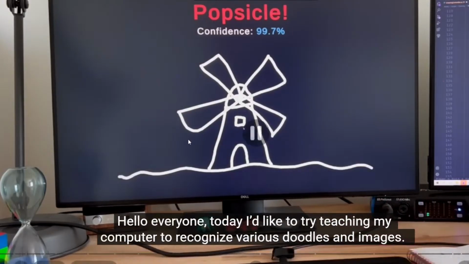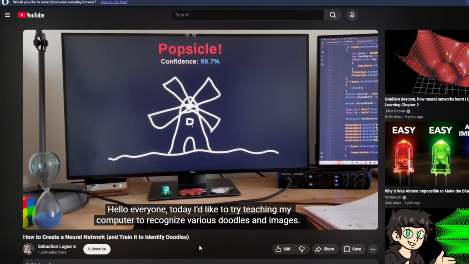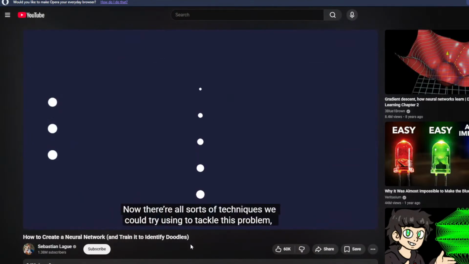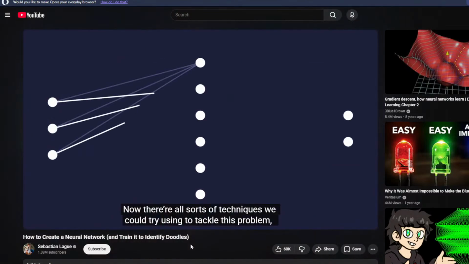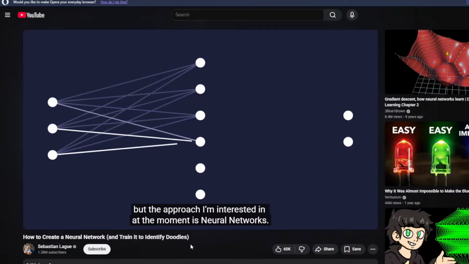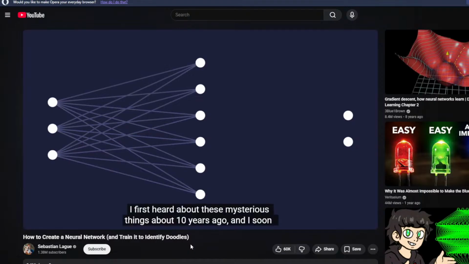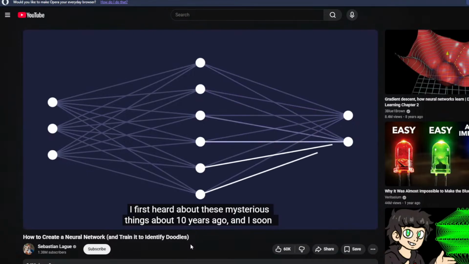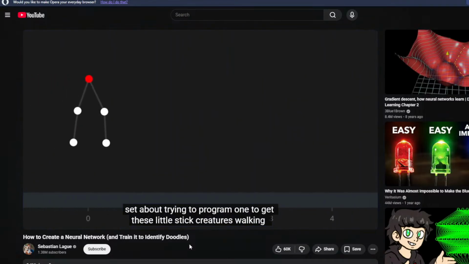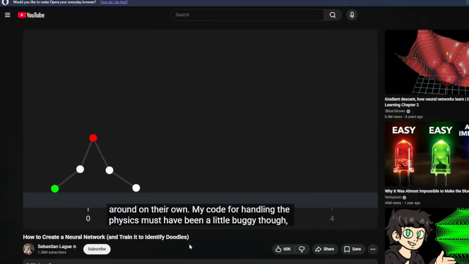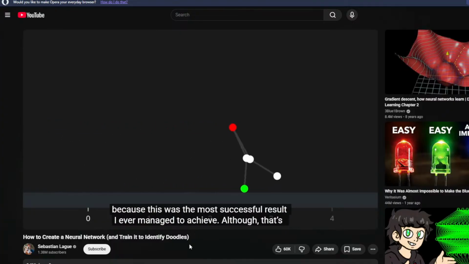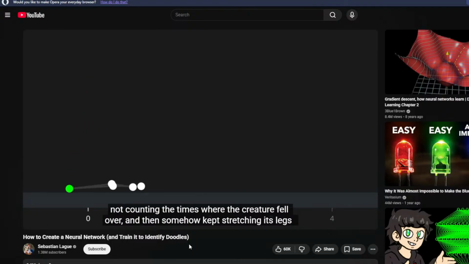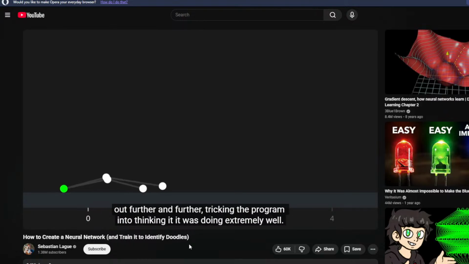Hello everyone. Today I'd like to try teaching my computer to recognize various doodles and images. Now, there are all sorts of techniques we could try using to tackle this problem, but the approach I'm interested in at the moment is neural networks. I first heard about these mysterious things about 10 years ago, and I soon set about trying to program one to get these little stick creatures walking around on their own. My code for handling the physics must have been a little buggy though, because this was the most successful result I ever managed to achieve. Although that's not counting the times where the creature fell over, and then somehow kept stretching its legs out further and further, which tricked my program into thinking it was doing extremely well.